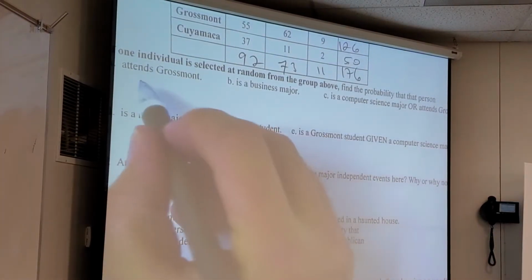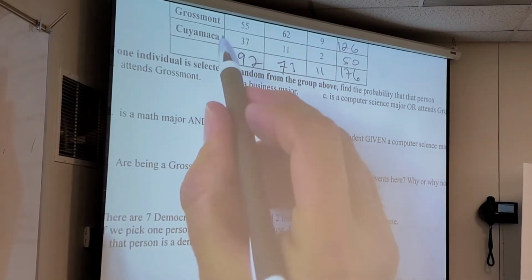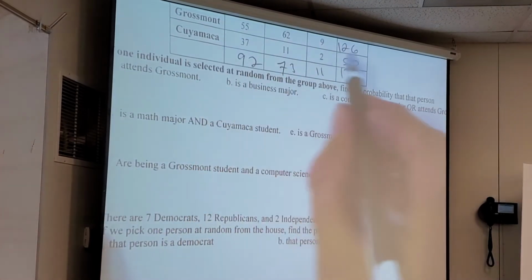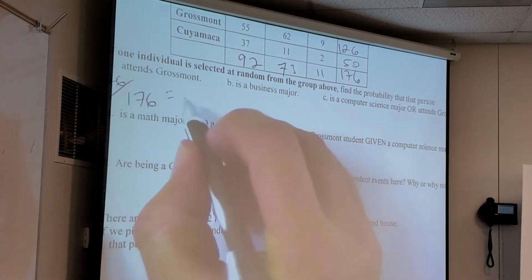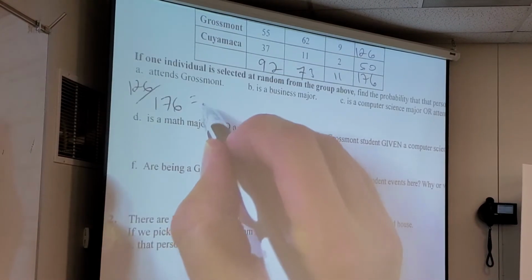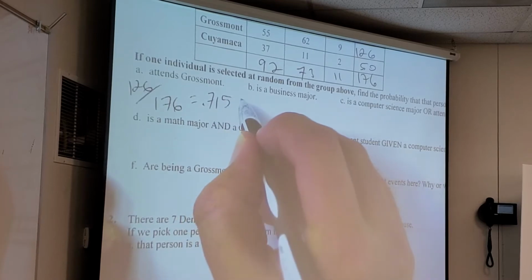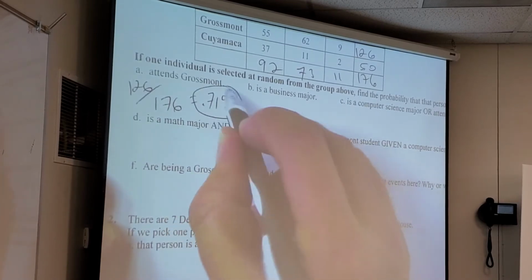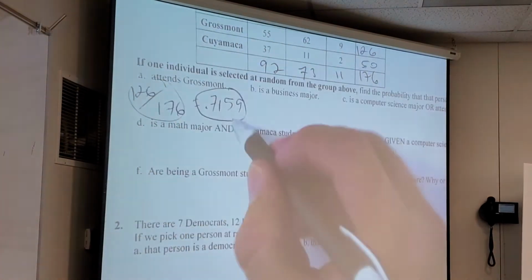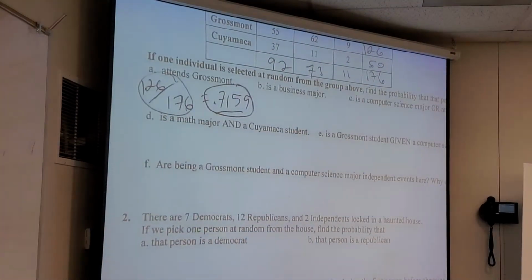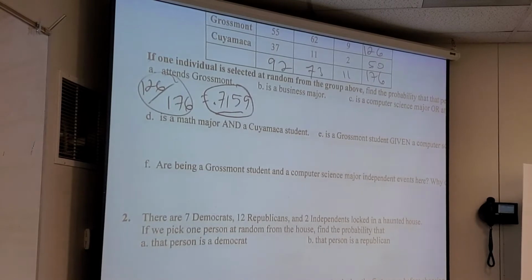So the probability of Grossmont, of course, is going to be 126 out of 176. What do you guys get for that? 0.7159. Or you can make it 71.59%. So this is your work. This is your answer. And then if you want to make it a percentage, go for it.